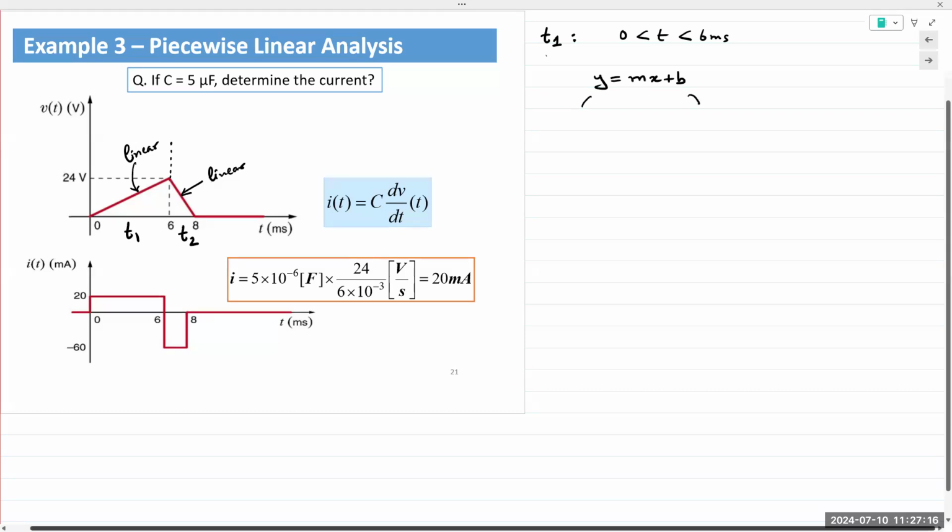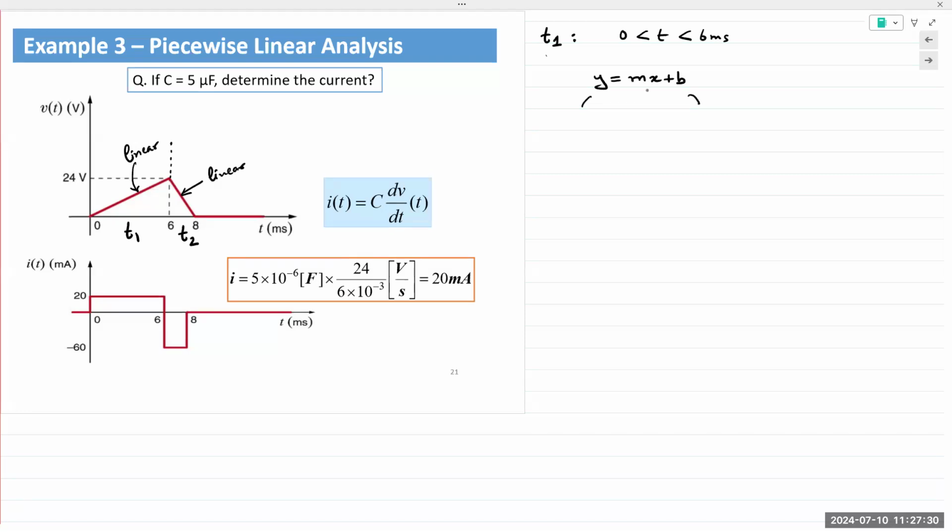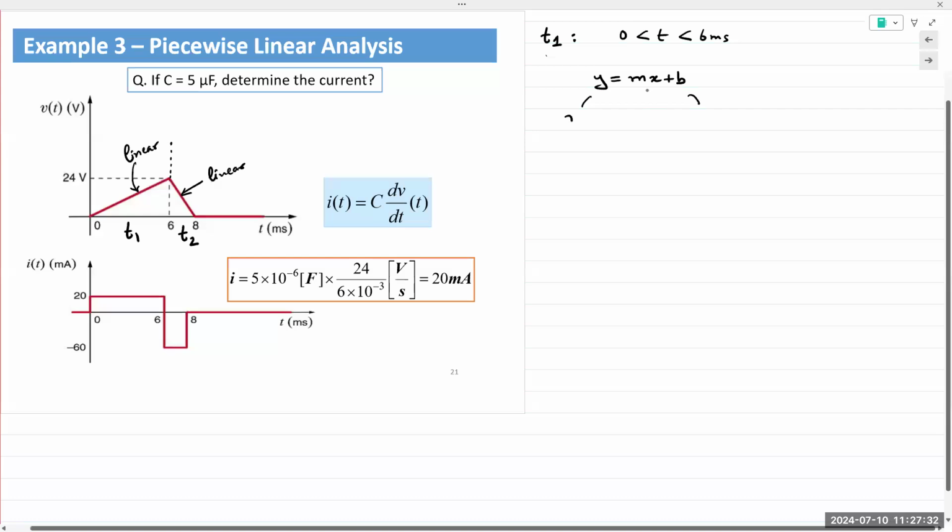You might be familiar with this expression, y is equal to mx plus b. You might be familiar with this, perhaps using different variables. Sometimes c is used instead of b, but the standard expression remains the same. The variable y is the voltage, right? M is the slope. X is time, and B is the y-intercept.